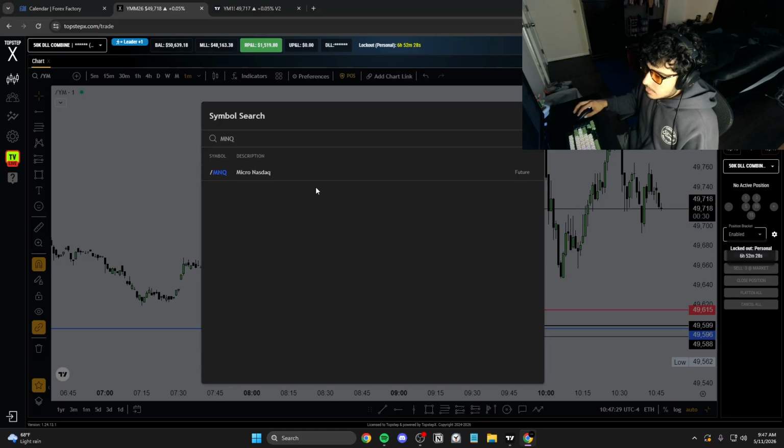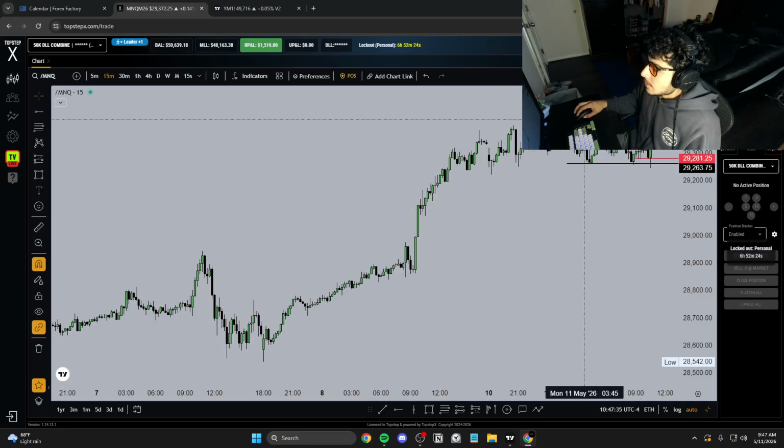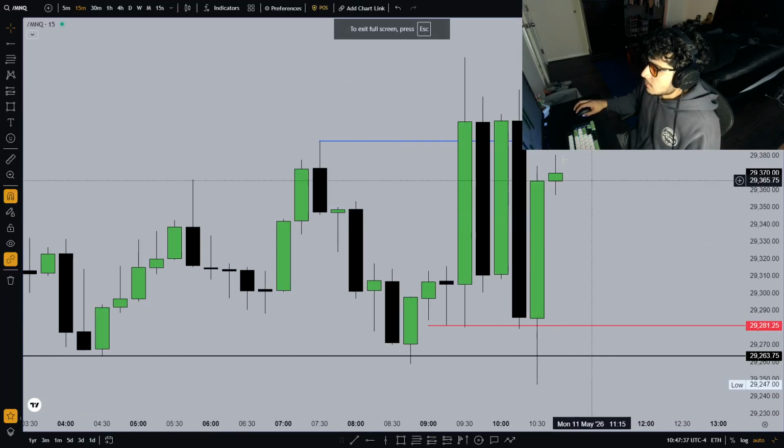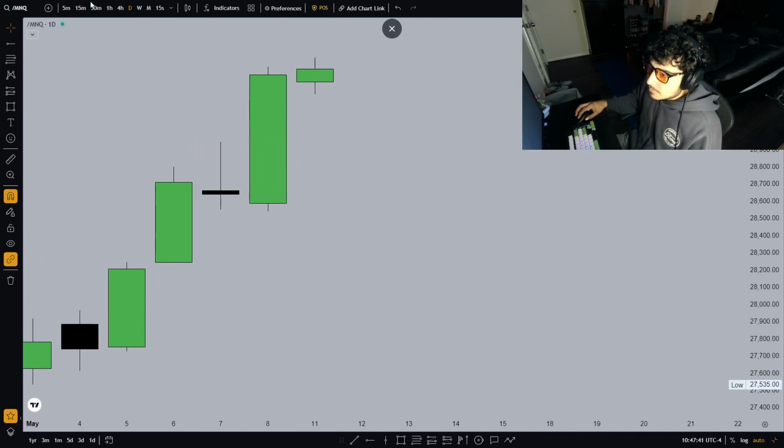So let's go over NQ, and this is where I was originally looking for a trade idea, but it never really gave me the concept of what I wanted to see. So let's clear out the drawings. I kept it simple today.